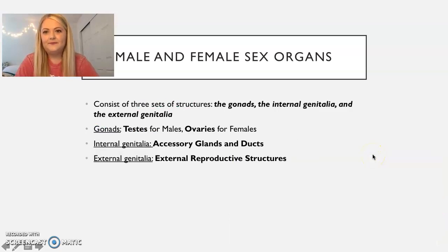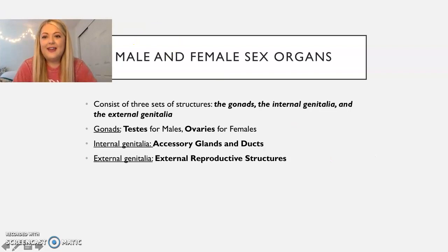chromosomes. So male and female sex organs, they consist of 3 sets of structures. We have the gonads, the internal genitalia, and the external genitalia. The gonads for males are testes, and the gonads for females are ovaries. Internal genitalia is the accessory glands and ducts for females and males, and the external genitalia is the external reproductive structures for a male versus a female.